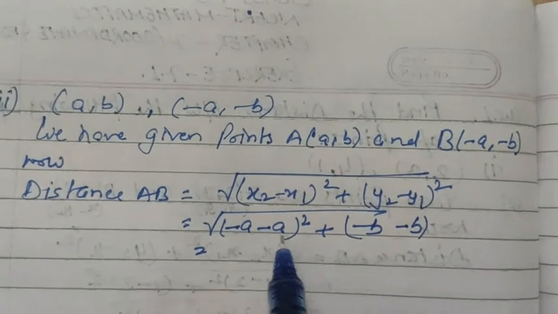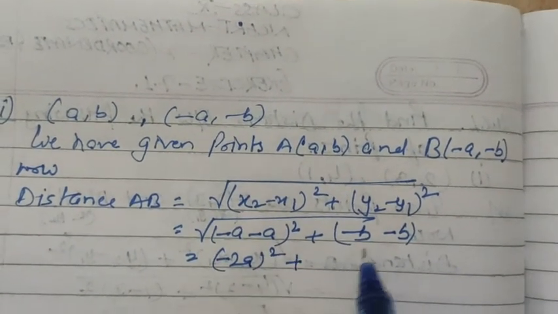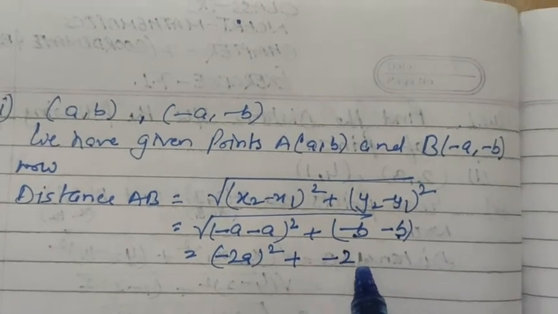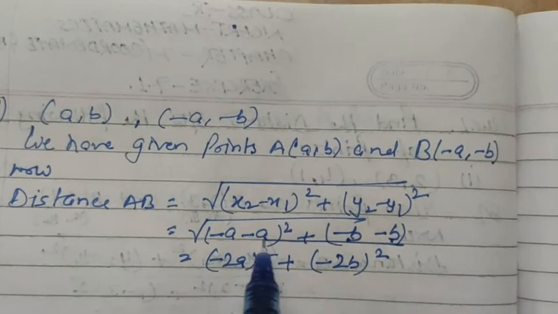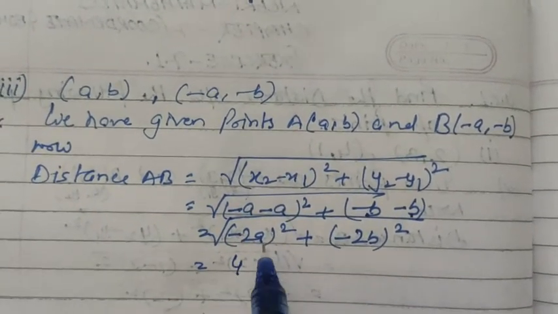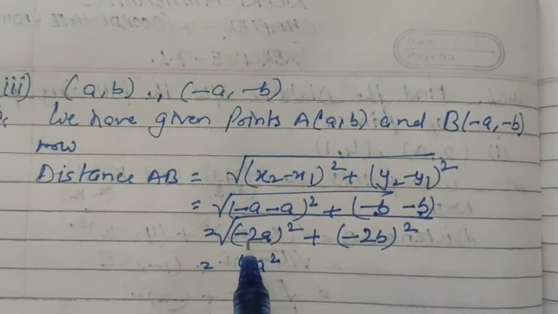So minus a becomes minus of 2a whole square, plus minus b becomes minus, minus becomes plus, sign remains same, so minus 2b whole square, and put the square root sign. So minus 2 square becomes plus 4, and a square becomes a square. So do the square of each term.